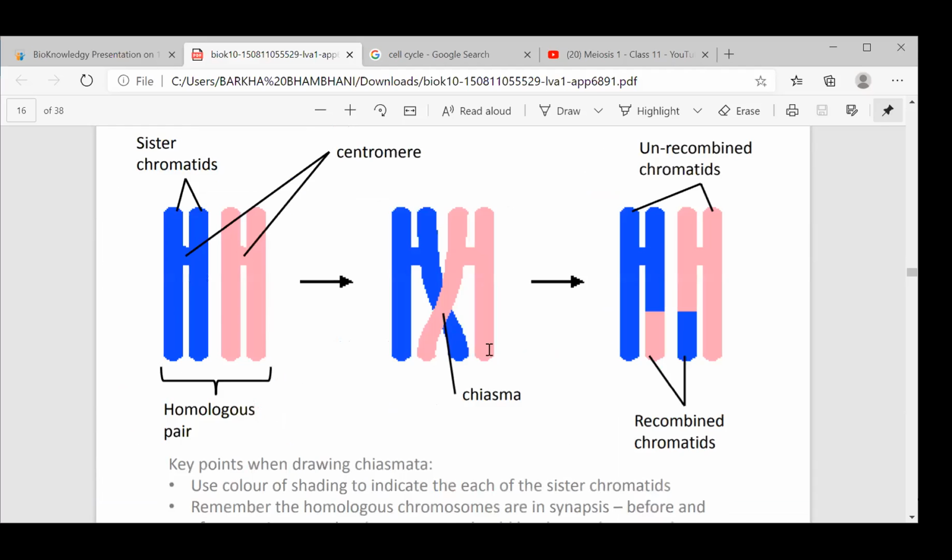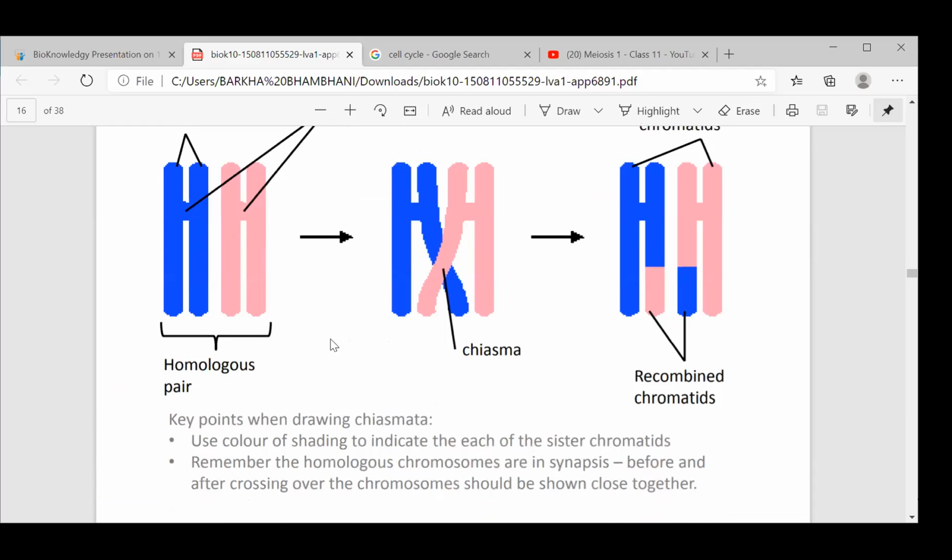This is again the same thing when you are drawing. If you have been asked to draw, please use shading to indicate each of the sister chromatids. Remember, you will not be allowed to use different color pencils. But what you can do is use pencil and pen, or you can just shade it, to show chiasma and recombinant chromatids.